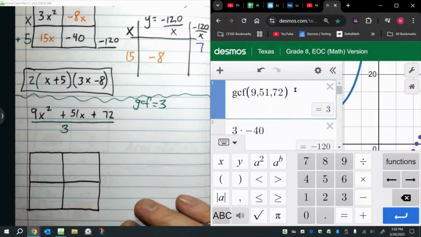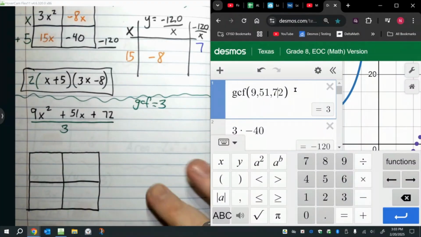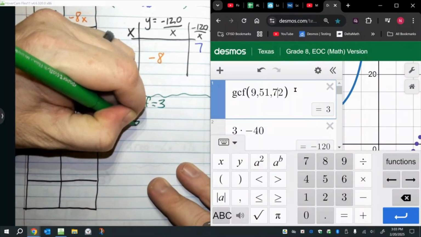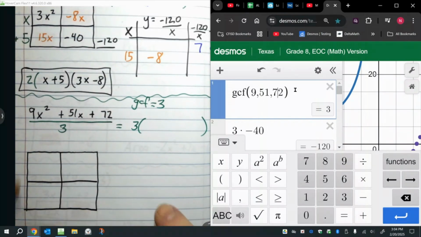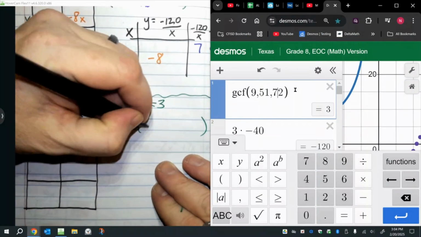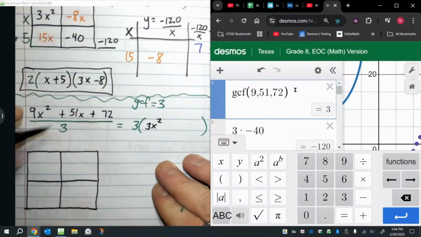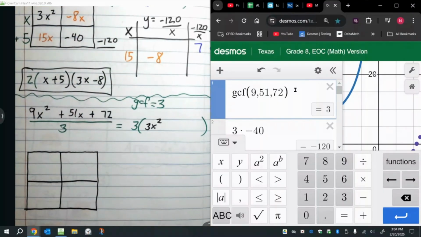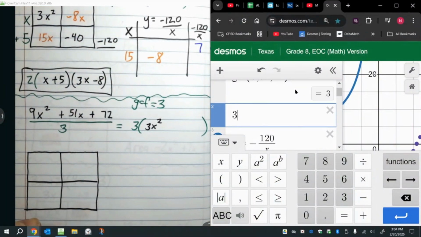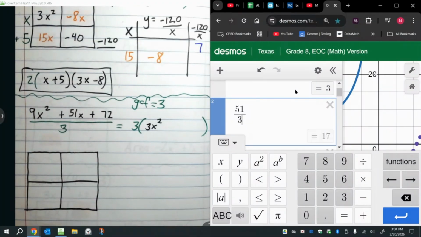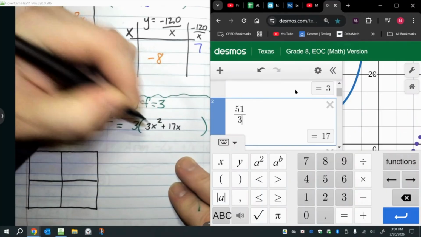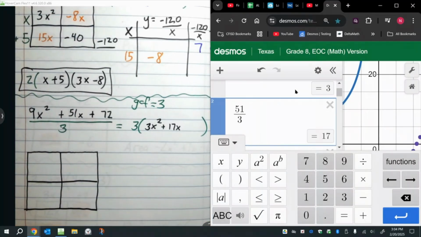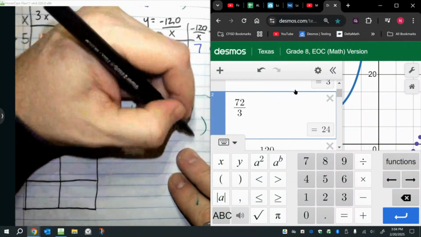All right, so we just made the problem smaller with that. Now this becomes, 3 is going to go right there. We're going to identify, if I divide each piece by 3, 9 divided by 3, 3x squared. 51 divided by 3, I have no idea. 17, with a positive. And 72 divided by 3, 24.